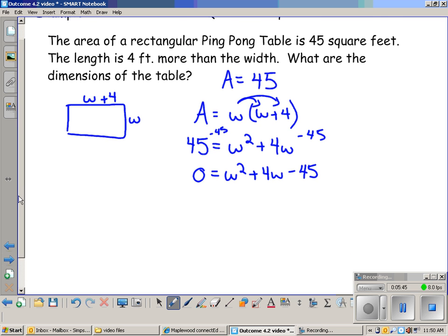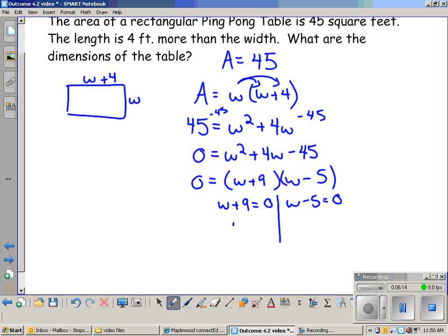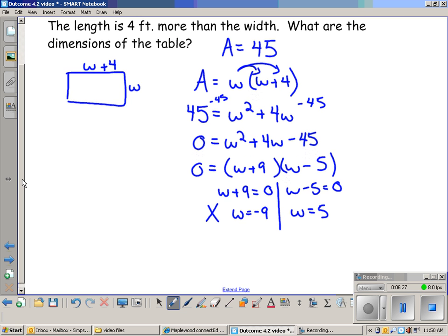To find the dimensions of the table, I need to factor that quadratic equation. So 0 equals, and my two factors, using my box method or another method, I can find my two factors to be positive 9 and negative 5. Making each factor equal to 0, I have W plus 9 equals 0, and W take away 5 equals 0. This first equation gives us the root W equals negative 9. The second one, W equals positive 5. Again, we're going to discard this root of negative 9 because we don't talk about a negative length. Therefore, my width would be 5.